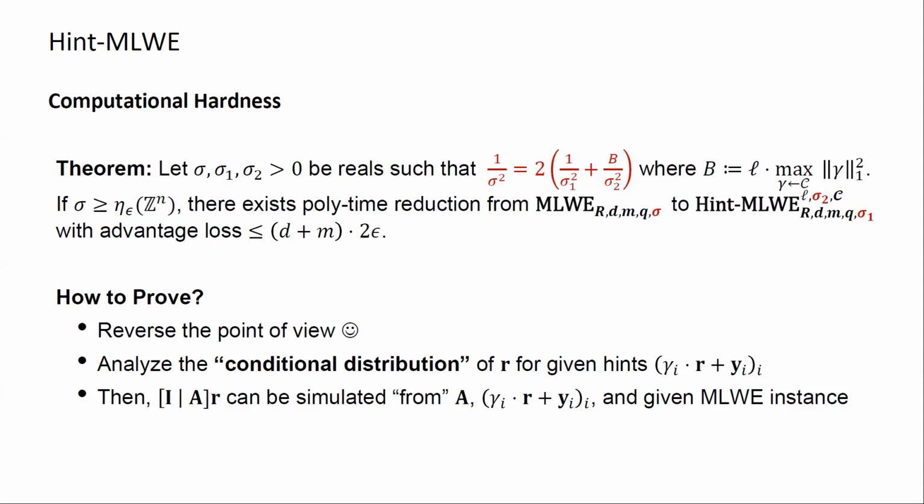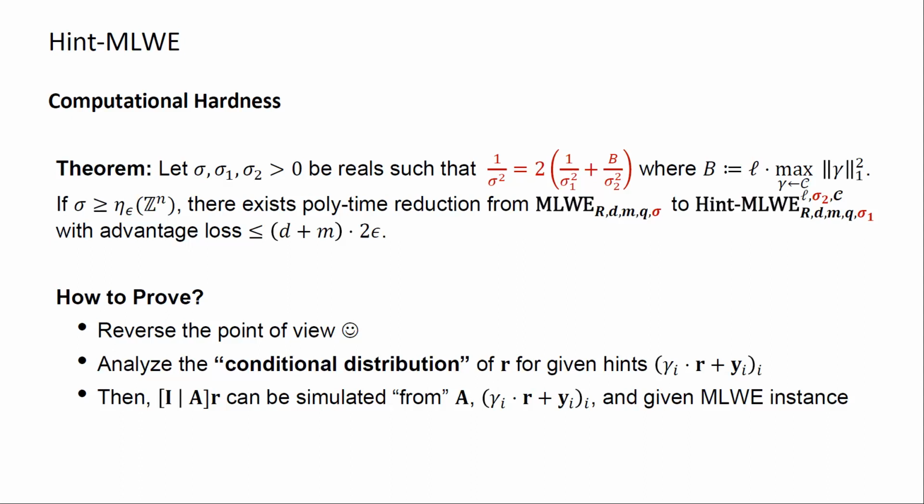It is almost impossible to generate hints from A, AX plus E directly, but because all the elements are actually random variables, what we can do is reverse the point of view by analyzing the conditional distribution of R given the hints, gamma_i times R plus y_i.